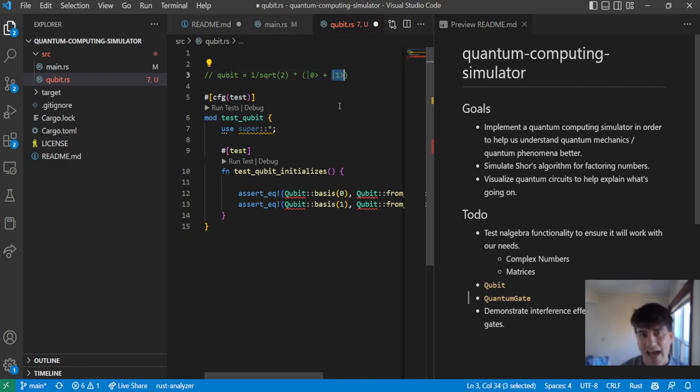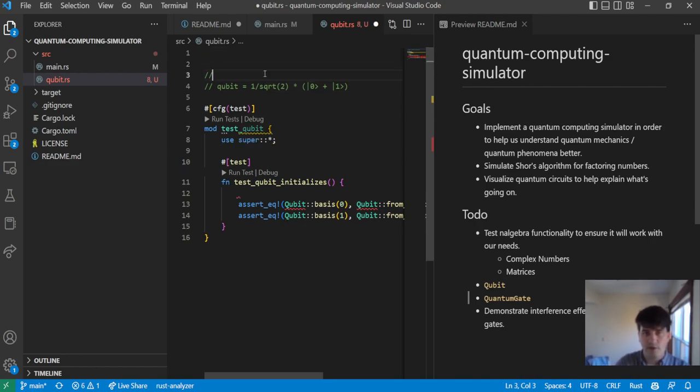So this is halfway between, because what's going to end up happening is that we square stuff to get probabilities, and so this state will get measured when you measure it. 50% of the time it'll be 0 with probability 1 over root 2 squared, which is 1/2, and 50% of the time it'll be 1 with probability 1 over root 2 squared, which is 1/2. It's just the way the math works out. Don't worry about it too much. It's called the Born rule, if you want to look it up.